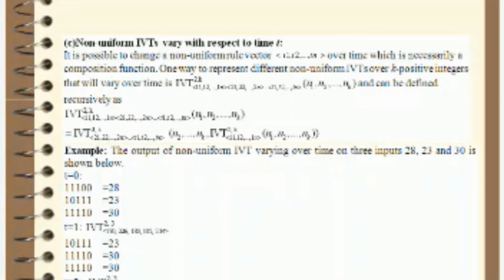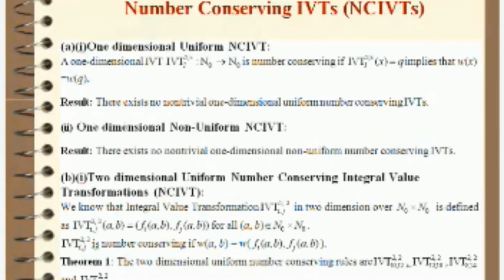So next we will go to one particular class of IVTs, that is called number conserving IVTs. So first is one-dimensional uniform number conserving IVT. The definition is like this: a one-dimensional IVT from N0 to N0 is number conserving if the weight of the input string equals the weight of the output string. We have given the proof in the paper, and here we have written the result.